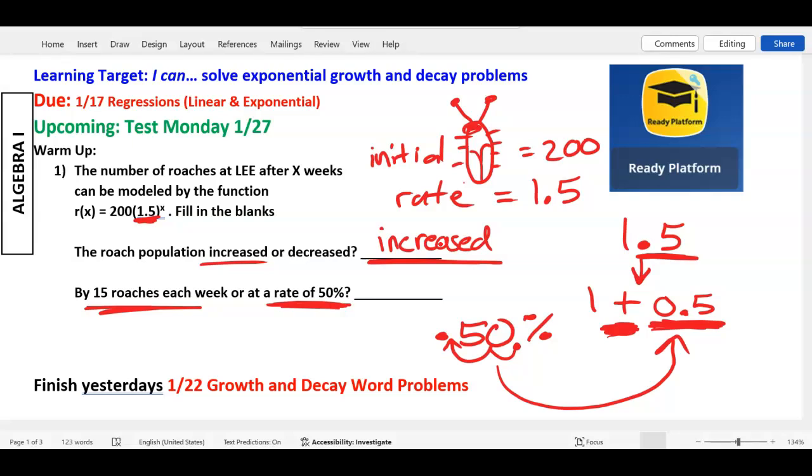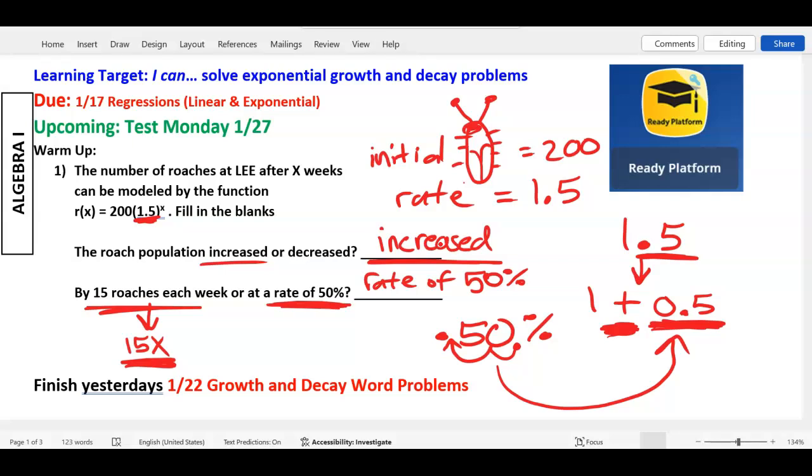So yes, 50% is added to 1 to get 1.5. So the rate of 50%, not 15 roaches each week. That would have been 15x. That's something else, that's linear. But it's increasing at a rate of 50%. You add the 0.5 to 1 to get 1.5, and that's exactly what's in our equation, okay?